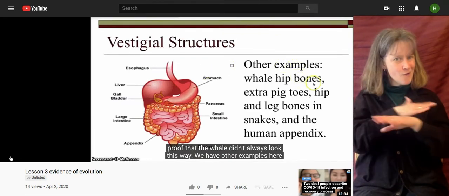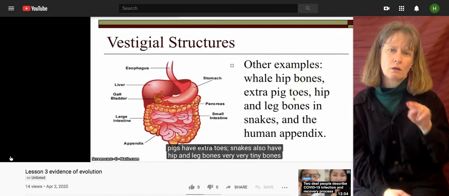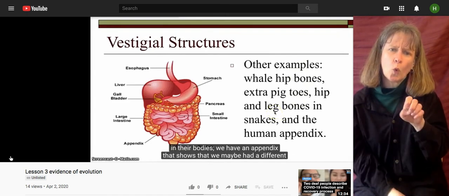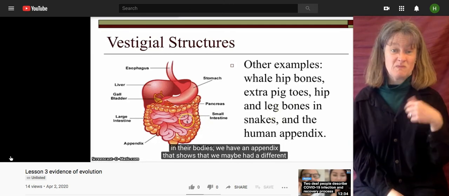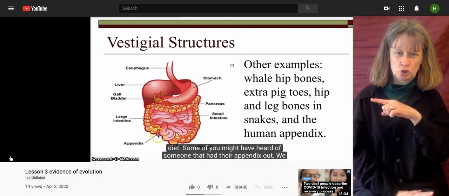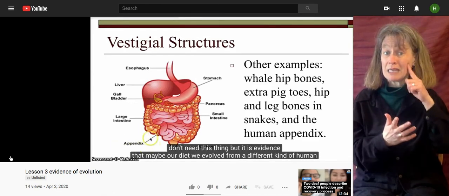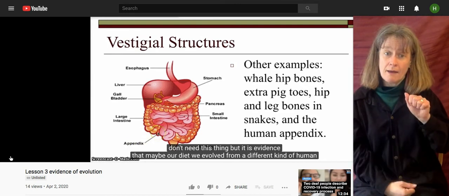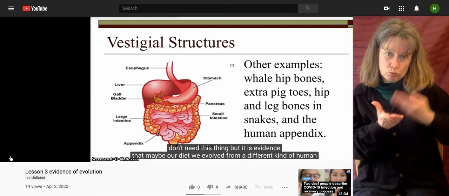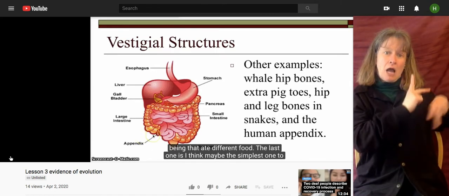We have other examples here. Pigs have extra toes. Snakes also have hip and leg bones, very, very tiny bones in their bodies. We have an appendix that shows that we maybe had a different diet. Some of you might have heard of someone that had their appendix out. We don't need this thing, but it is evidence that maybe we evolved from a different kind of human being that ate different food.